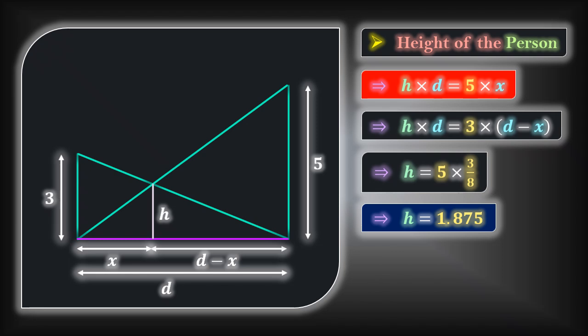So in this video, we transform a visual puzzle into a mathematical model and use the theorem of Thales together with proportional reasoning to determine the exact height of the man. We found that the height of the man is equal to 1.875 units.